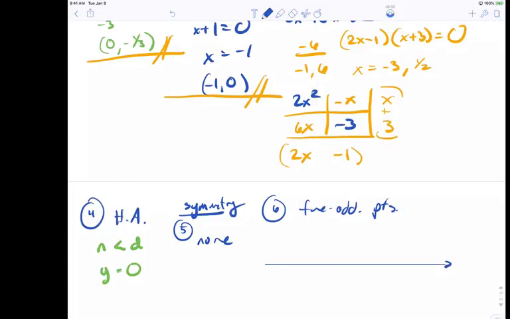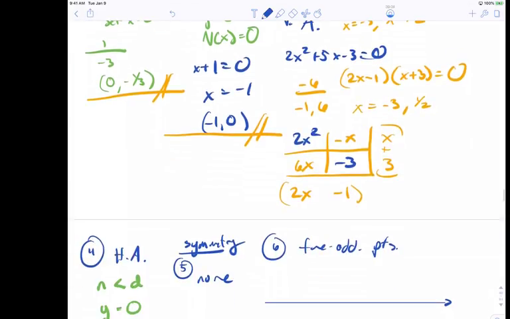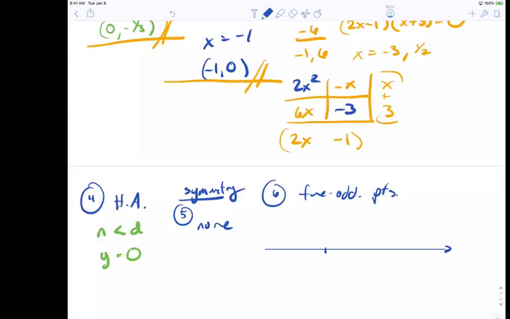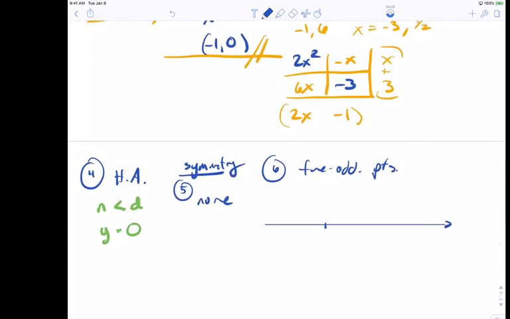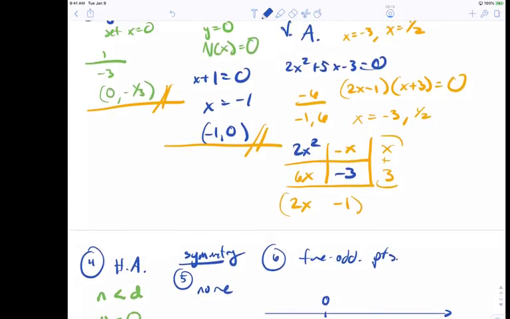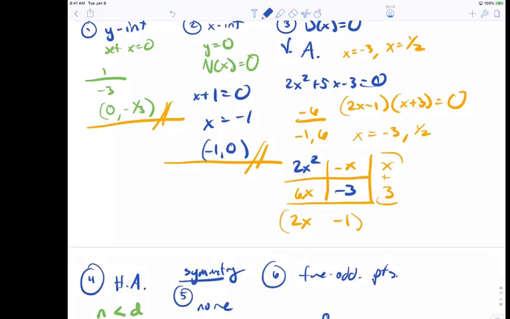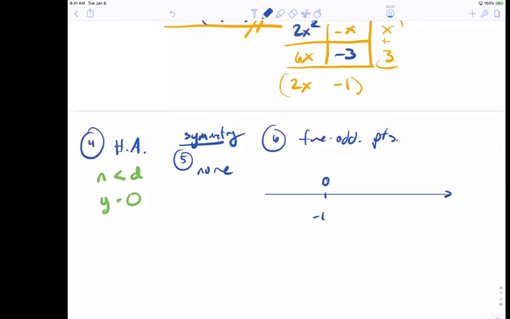Now, on this graph, we want to put the vertical asymptotes and any X-intercepts. Do we have any X-intercept? What's the X-intercept? X is negative 1. That's going to be a 0. Do we have any vertical asymptotes? What are they? Okay. So we got -3 and we got positive 1/2. -3 is going to be a vertical asymptote. 1/2 is going to be a vertical asymptote. So now, these are the key numbers. So on this one, we list any vertical asymptotes and X-intercepts.